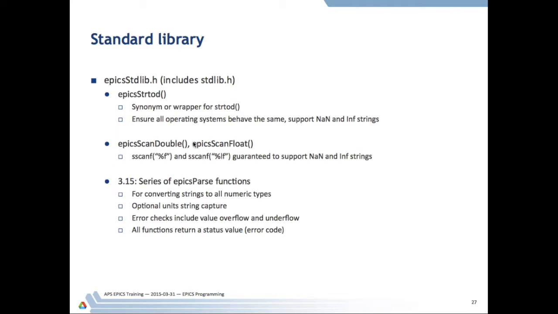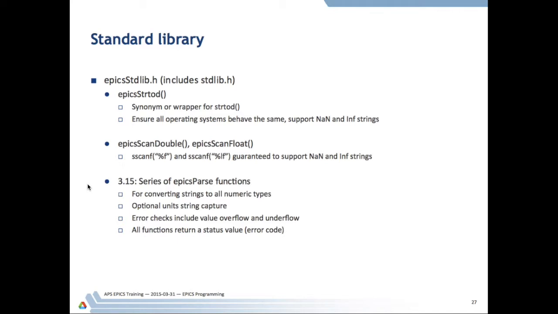If you're doing scanfs, if you're converting doubles or floats from strings, similarly, scanf doesn't necessarily on all operating systems support these NaN and infinities. So we provide a couple of functions: EPICS scan double does a scanf of %lf, and EPICS scan float does a scanf of %f. So you can convert those and know that you'll have those supported.